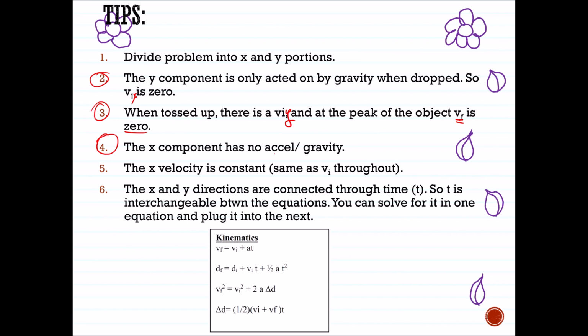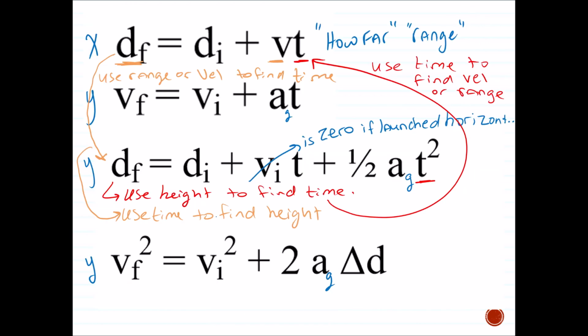4, the x component has no acceleration or gravity. 5, the x velocity is constant. It is the same throughout the motion. 6, x and y directions are connected through time, so time is interchangeable between the equations. Remember, if you want to find half of the trajectory, you use half of the time. How far is also called range. That's the horizontal displacement.